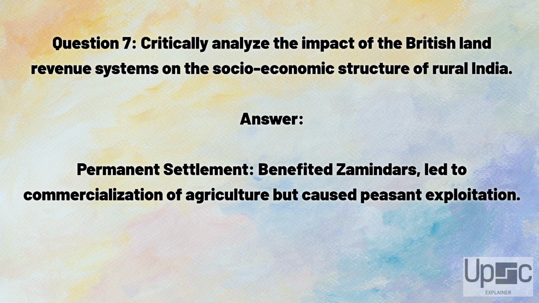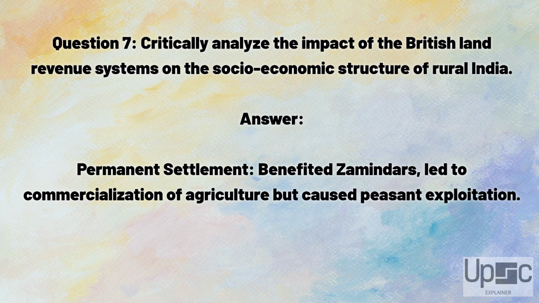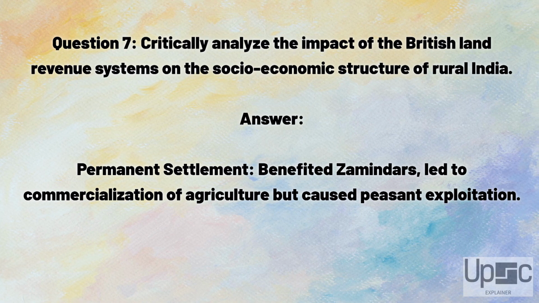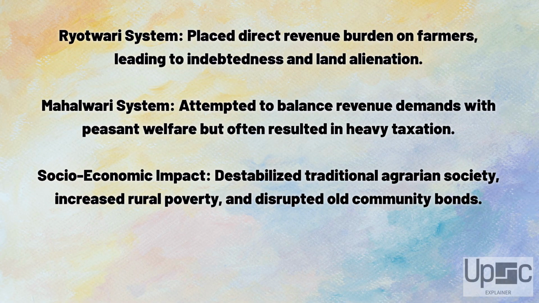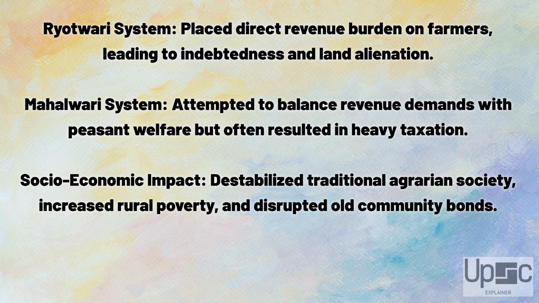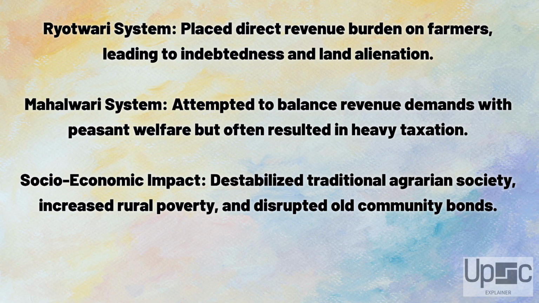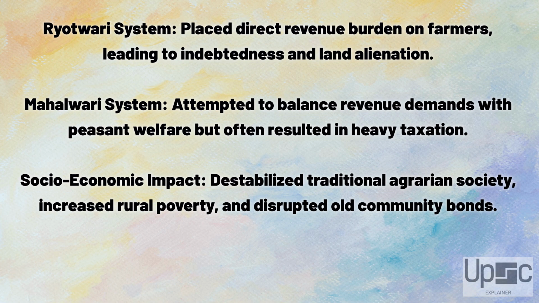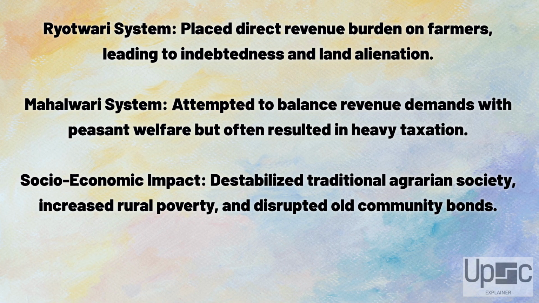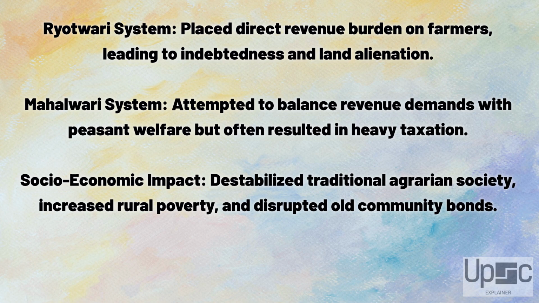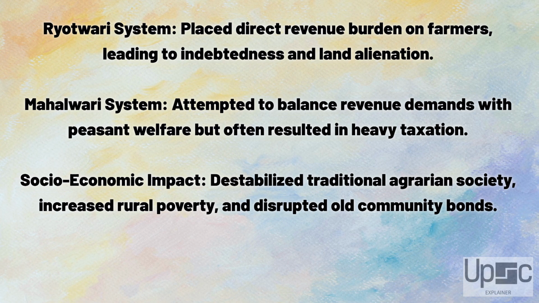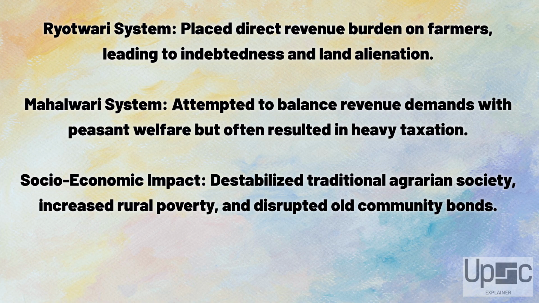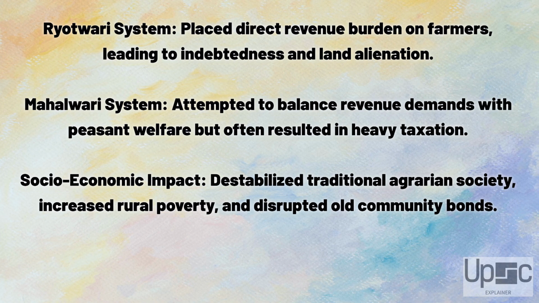Question 7. Critically analyze the impact of the British land revenue systems on the socio-economic structure of rural India. Answer. Permanent Settlement benefited zamindars, led to commercialization of agriculture but caused peasant exploitation. Ryotwari system placed direct revenue burden on farmers, leading to indebtedness and land alienation. Mahalwari system attempted to balance revenue demands with peasant welfare but often resulted in heavy taxation. Socio-economic impact, destabilized traditional agrarian society, increased rural poverty, and disrupted old community bonds.